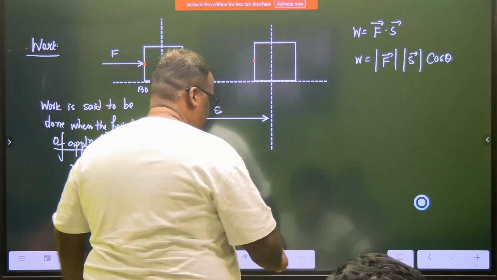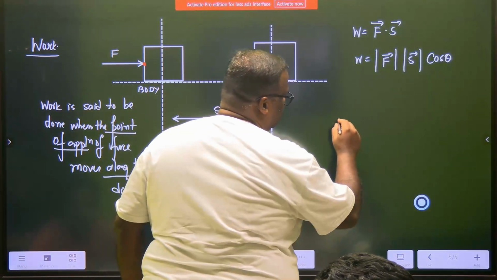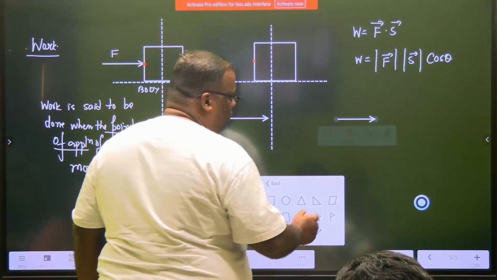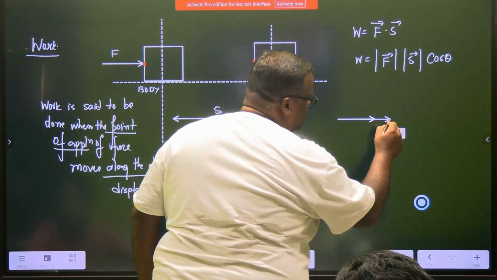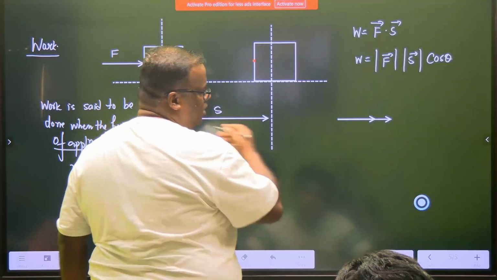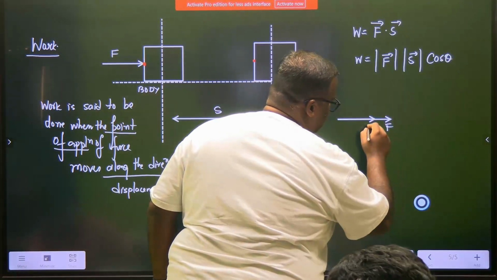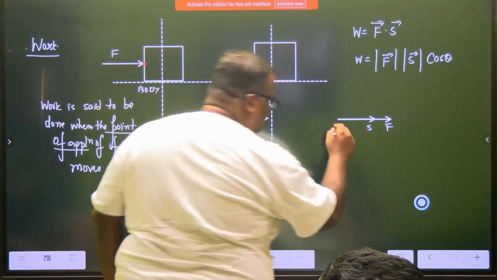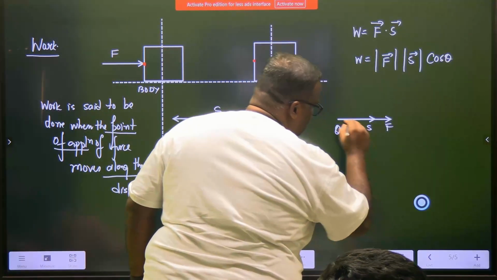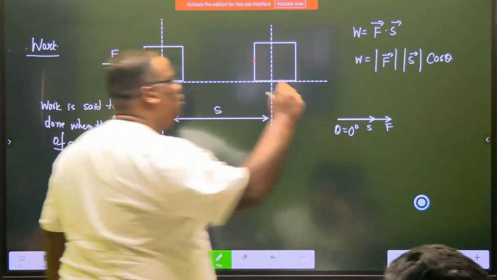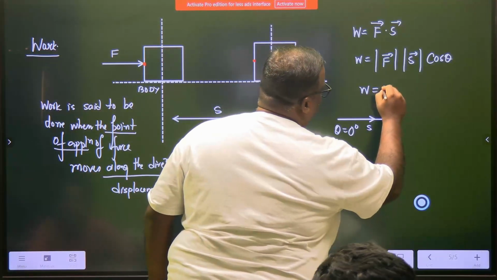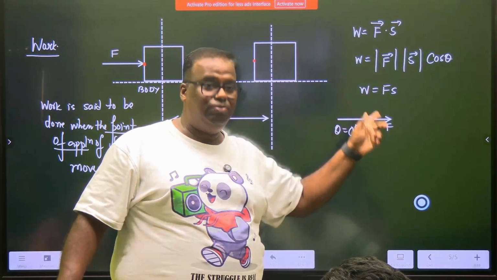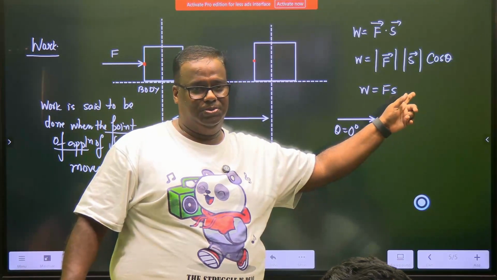So let's see. My displacement is happening in this direction. Do you agree? And my force is also in this direction. Yes or no? In this particular problem, F is in this direction and displacement is in this direction. What is the angle theta between the two? 0 degree. Therefore, in your book in grade 9, they will write work is equal to Fs. That Fs comes from here. Fs cos 0.